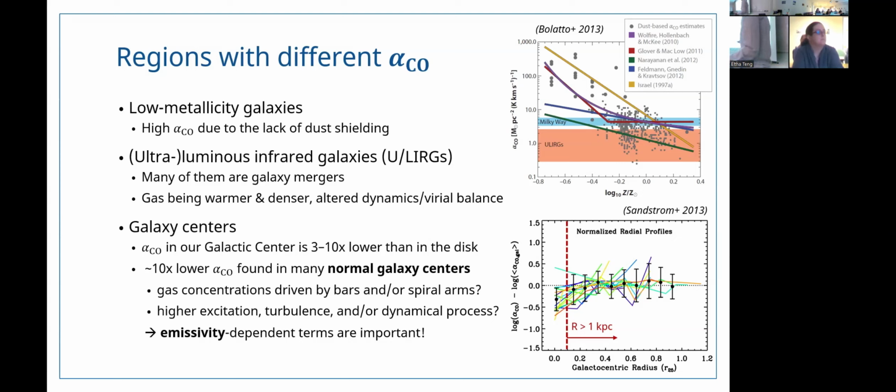So this shows that environment-dependent terms are really important. And this actually also makes galaxy centers great targets to study the relation between alpha CO and molecular gas properties, because galaxy centers can be relatively nearby to us, but they can also span a wide range of environments that connect normal disk conditions to extreme conditions, as we see in ULIRGs.